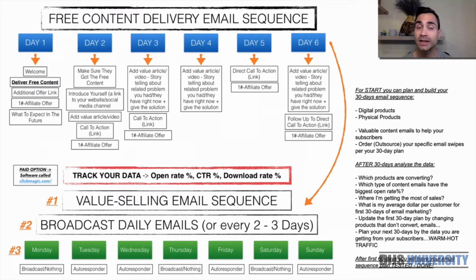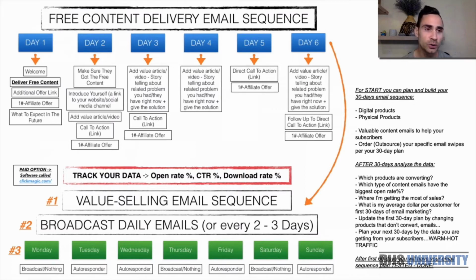And if you want, you can automate all these emails in advance for the next 30 days inside your email autoresponder software. So let's go to the first week, which is from day 1 to day 6. On day 1, you want to deliver the free content, in our case a free ebook, and send a welcome message to the new subscriber, from yourself personally, or from your brand.